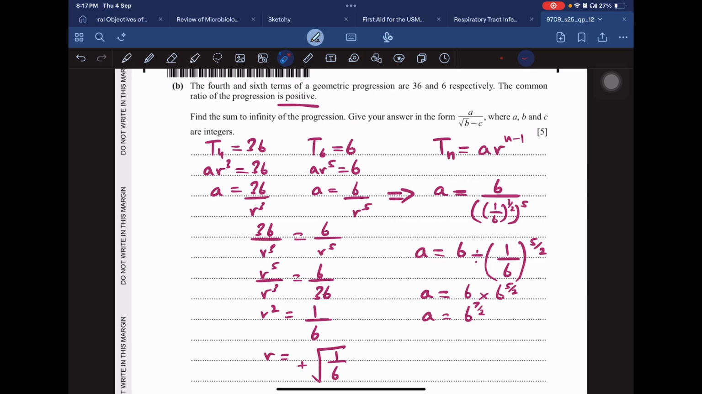Then we had to find a to be able to find the sum to infinity. So I took this equation and I inputted the r that we had found into it. Okay, then there is some simplification. So there is 6 divided by 1 over 6 power 5 upon 2. Making this multiplication, I will have to reciprocate this. So I made this 6 power 5 upon 2 multiplied with 6, that becomes 6 power 7 upon 2.